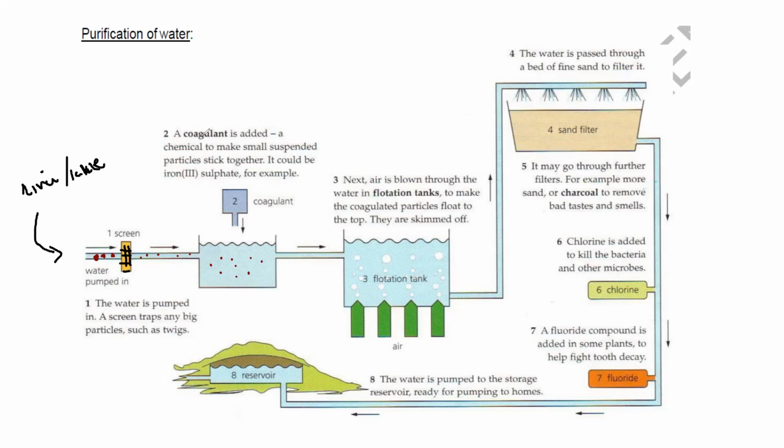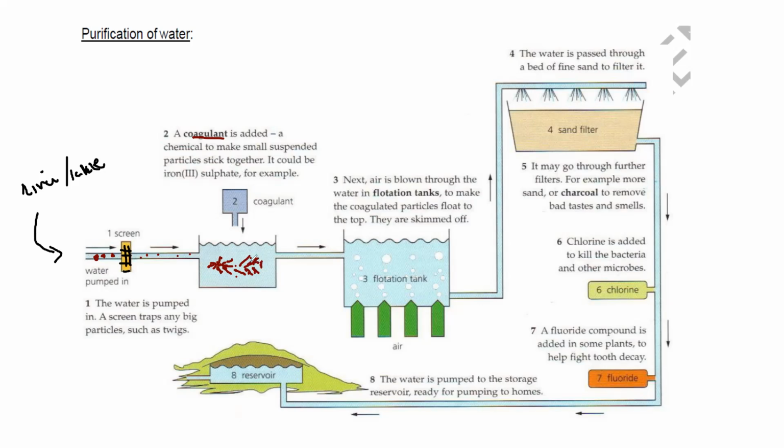Then the second thing we do is that a coagulant is added. A coagulant means a substance, a compound which can join up the small particles. Normally we use iron(III) sulfate. So we add a coagulant, a chemical, to make the small suspended particles stick together. When we add iron sulfate here, what does it cause? It causes these particles to stick together, like the lighter particles join together or make a cluster here.